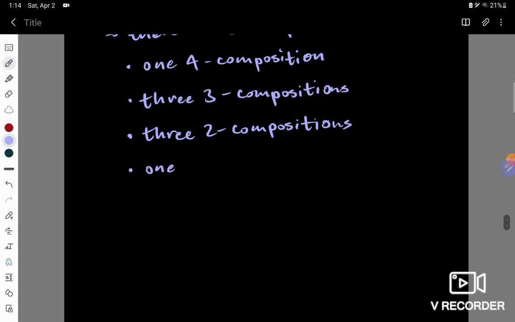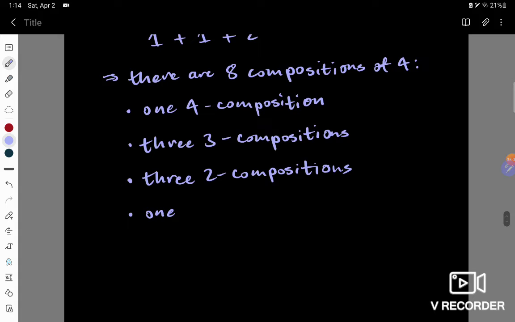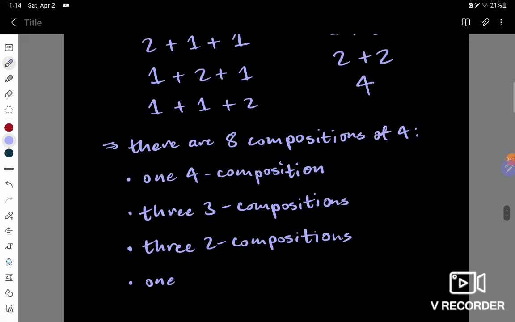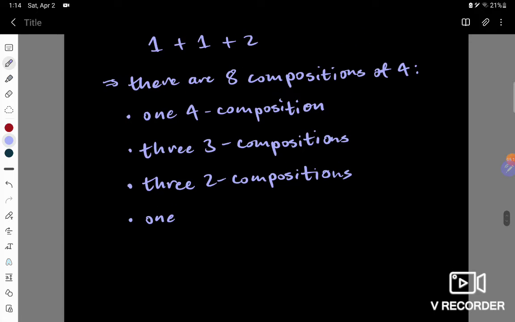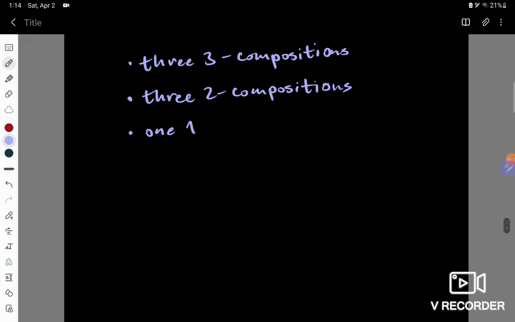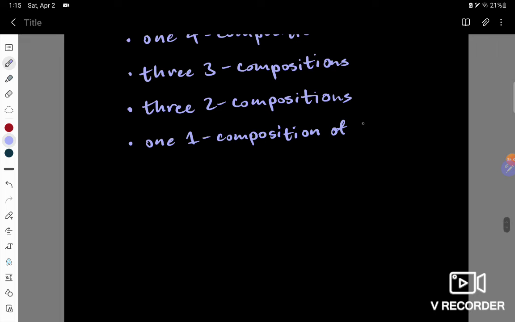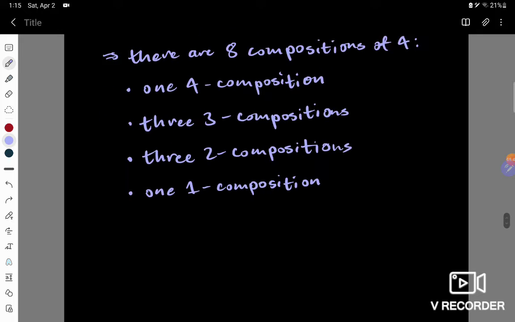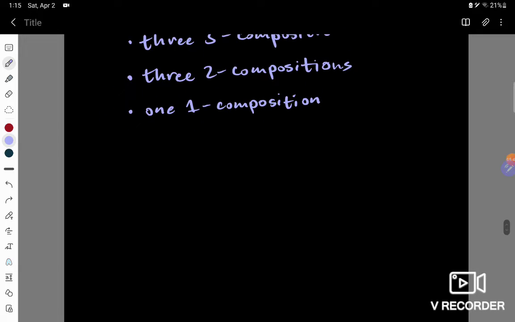And similarly to the first case, if we're looking at any 1-composition of n, there's only one way to express it, it's just n. Okay, so we have one 4-composition, three 3-compositions, three 2-compositions, and one 1-composition, which gives the 8.